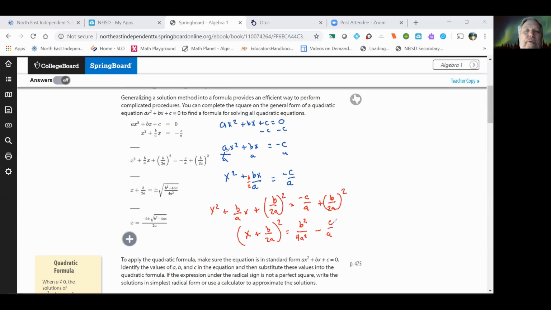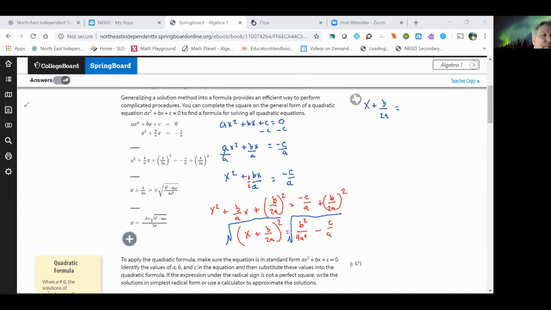So the next thing I'm going to do is go ahead and take the square root of both sides. So when I do the square root of both sides, I'm going to end up with x plus b over 2a is equal to, and I'm going to have all this in the square root. But before I put it down over here, I'm going to see what I can do about combining those terms. So over here, I'm going to look at what I have here.